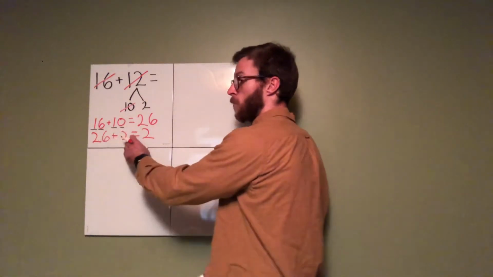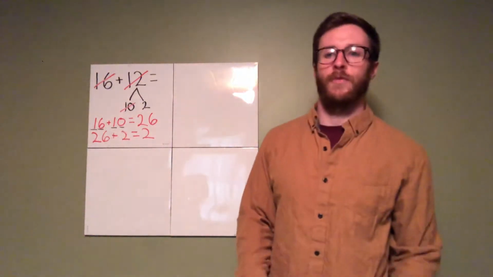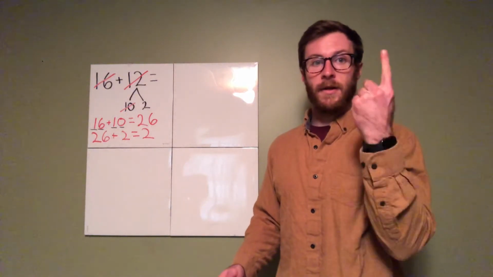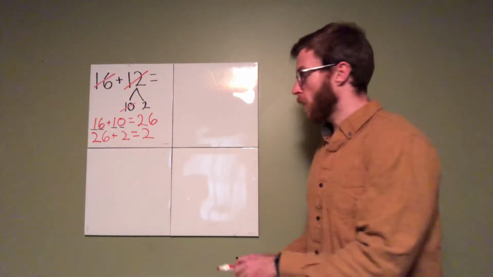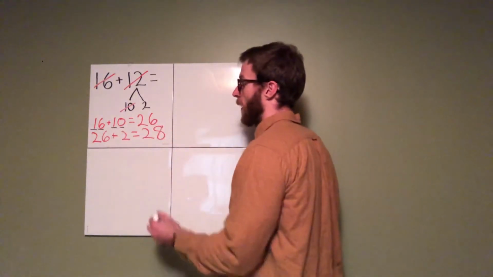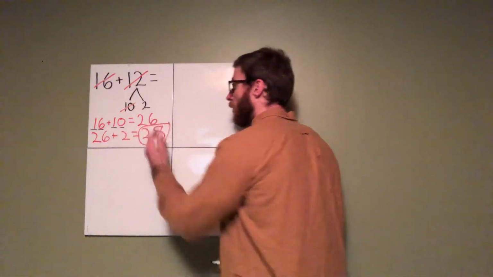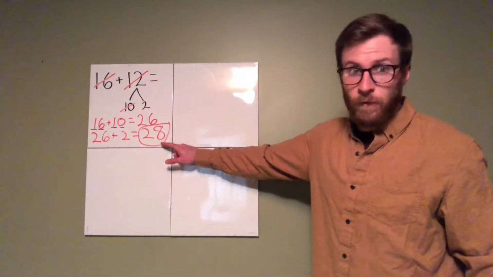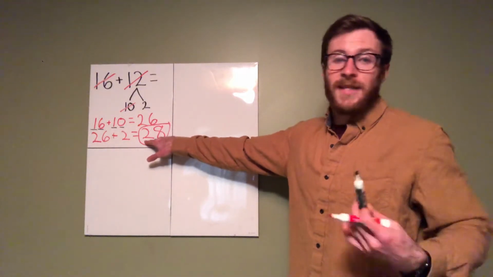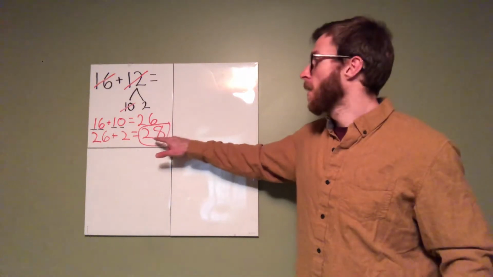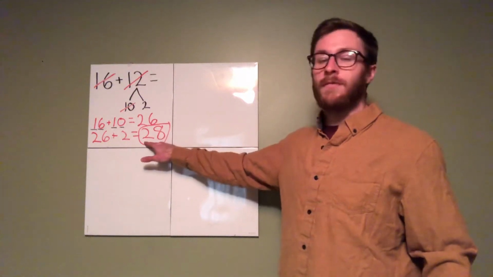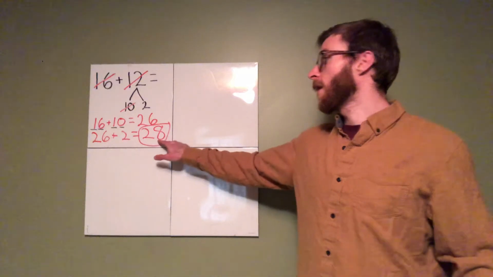Then I have 6 ones plus 2 ones. What is 6 plus 2? Let's count on. Ready? 6, 7, 8. So I added my 2 more and I got 8. Alrighty. Now since 8 doesn't make a full group of 10, I don't have to move anything over and add into the tens place. Because I didn't make another group of 10, I only have 8. So that stays in the ones place. So our answer for 16 plus 12 is 28.